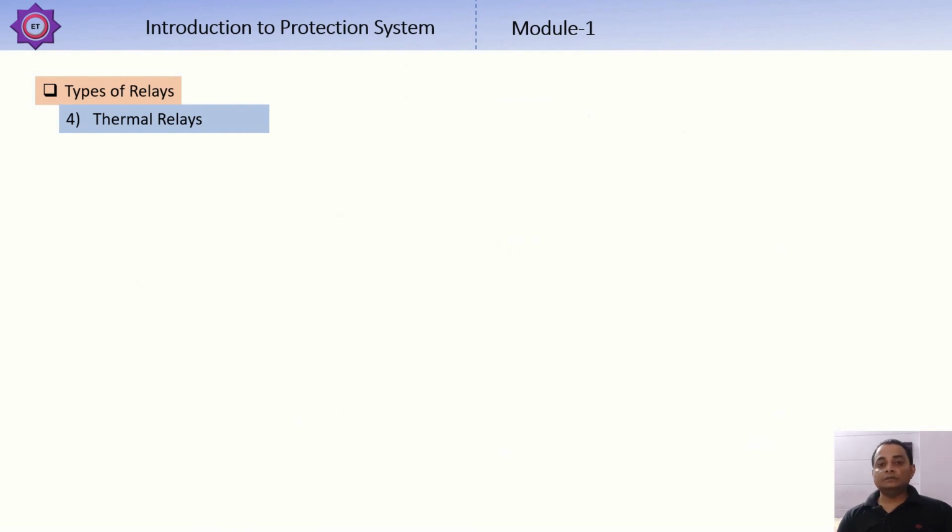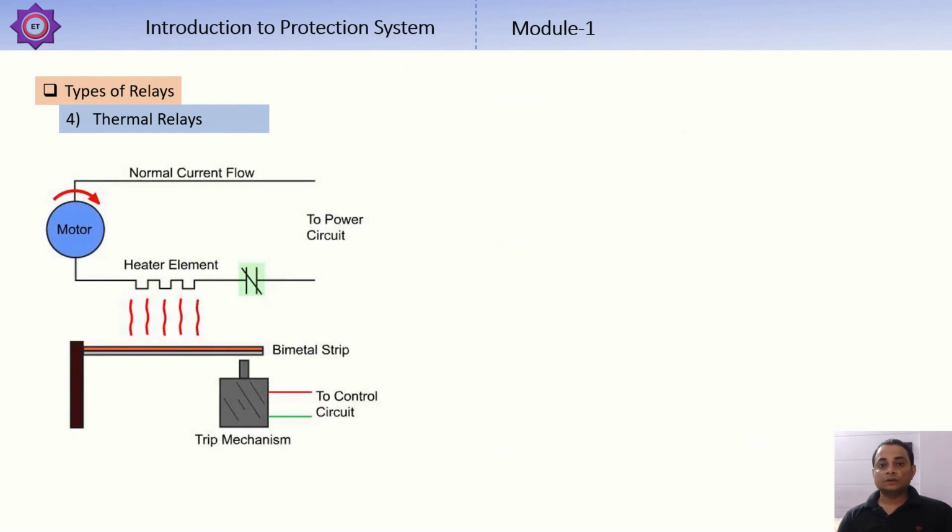Last one is thermal relay. In thermal relay, we use a bimetallic strip. In normal heating condition, there is no structural change in the bimetallic strip. If current flowing in the thermal relay is more than the normal current, more heat will be generated. Due to this heat, the bimetallic strip slightly tilts and closes the control circuit contact or activates the trip mechanism.